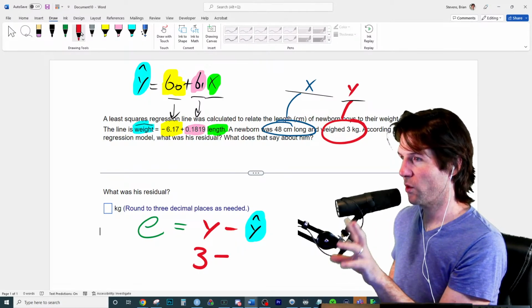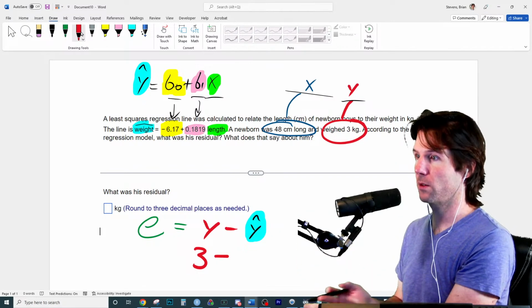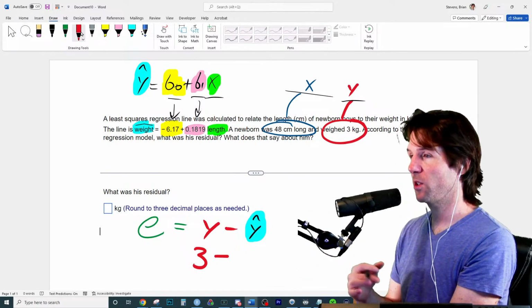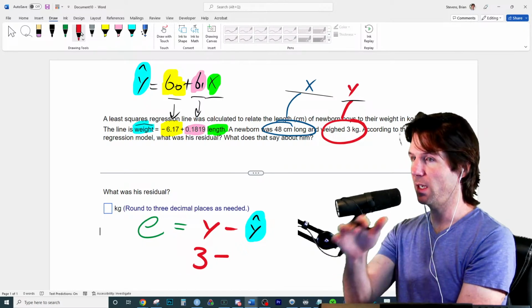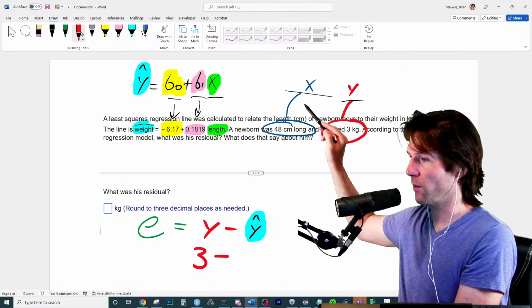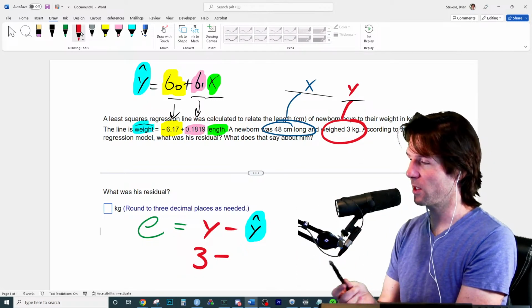So what number do we plug in? We've written everything in the notation right here. It's a very small problem, but it's really great for knowing exactly how you use notation. Plug 48 in for the X. You see how we've identified that for X? So now we can calculate the prediction for the baby. Great job, Emma, right there.